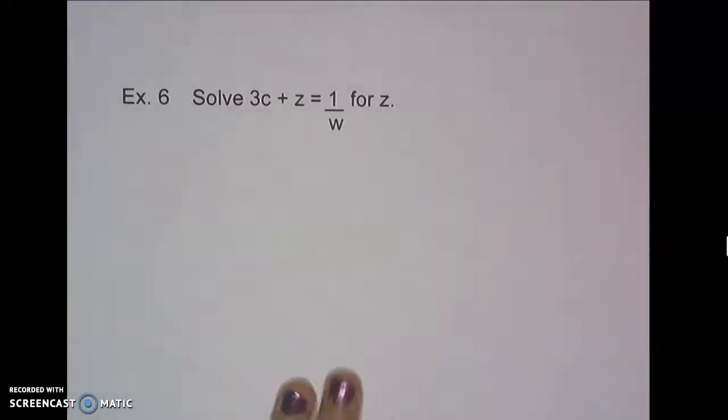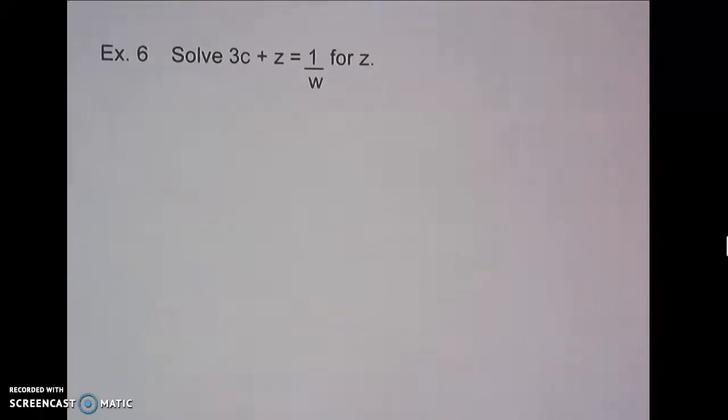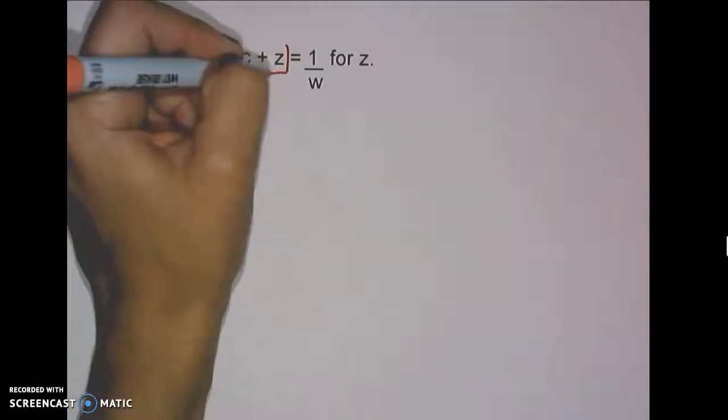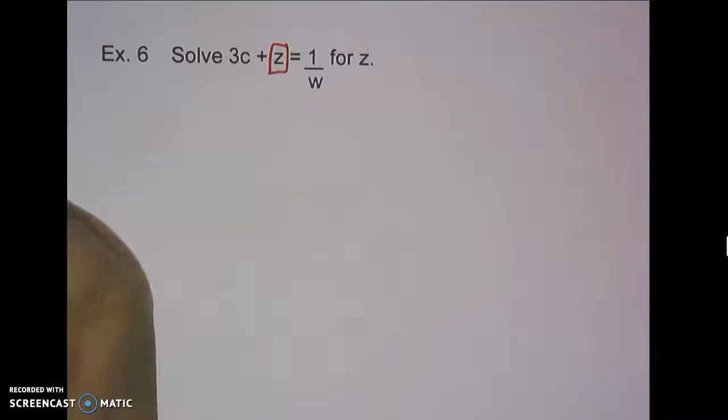All of these are going to do very similar things, but just be different variables, different examples. So we're going to do a couple more here, and then we'll stop. We're going to solve 3c plus z equals 1 over w, or 1 divided by w, and we're going to solve that for z. So I went ahead and put a box around z.